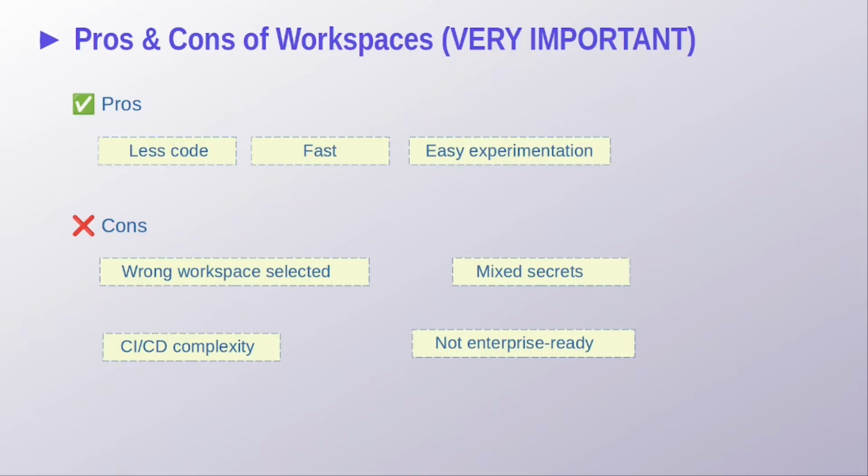Cons. Now let's see the dangerous part. Wrong workspace selected, missed secrets, CI/CD complexity, and not enterprise ready. Let me say this very clearly: one wrong Terraform apply in the wrong workspace can destroy production, and this does happen in real companies. Terraform workspaces are not recommended for production in enterprise environments. Use workspaces only for sandbox, feature tests, and demos, not for real environments.